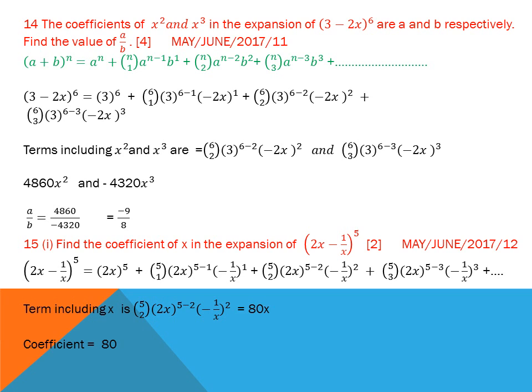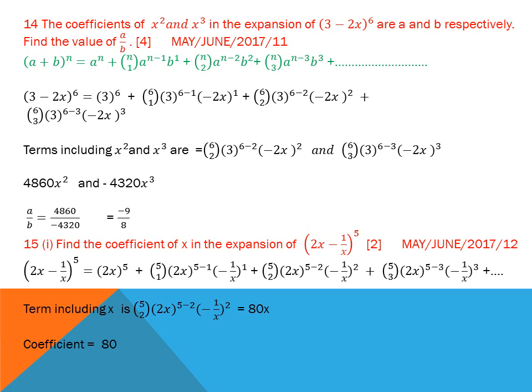It means term number 3 and term number 4, including x square and x cube. First I find the term x square, 6C2 3 power 6 minus 2 and minus 2x square, and then 6C3. When I simplify these two terms, I will find 4860 x square and minus 4320 x cube. A over B is equal to 4860 over minus 4320, because the coefficient of x square is A and the coefficient of x cube is B. I will find that A over B is equal to minus 9 over 8.